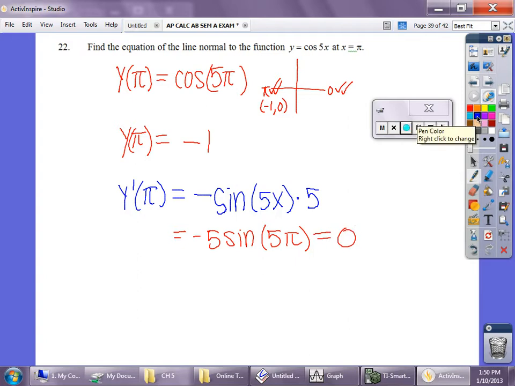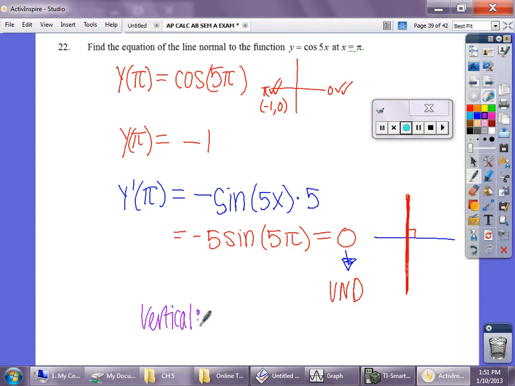So this is actually going to be a horizontal tangent. So I'm going to take this slope, which is 0. That would be a horizontal tangent. Perpendicular, which is the normal, would be that the slope is now undefined. So your equation of the normal line has to now be a vertical line. Vertical lines have the same kind of equation. They always start with x equals. So in this case, the x was pi, and that would be the equation of the normal line.